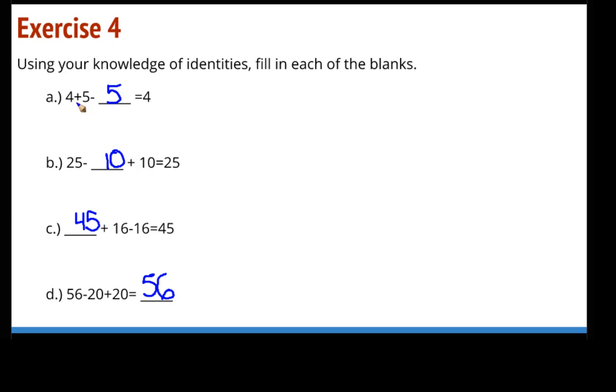So taking a quick look here, I started with 4, I ended with 4, so I had to reverse that 5. Here it was added 5, so I subtracted the 5. Here I started with 25, ended with 25. I had added a 10 on, so this must have been subtracting 10. Here I've got a plus 16 minus 16. Those two are going to cancel each other out. So I've got a 45 and a 45. Here there's a minus 20 and a plus 20, so I must be right back to this 56.